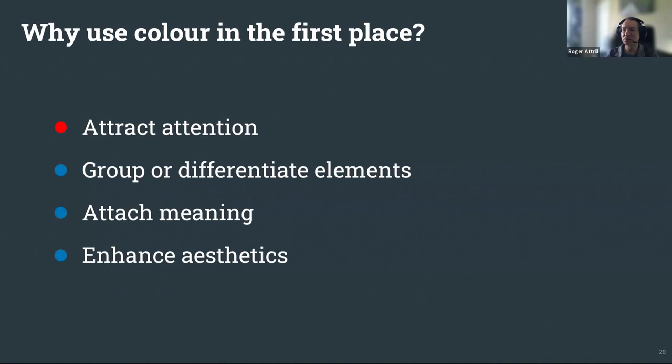We use color to group or differentiate elements on a page or a screen. We use color to attach meaning. That might be with the help of a legend in a visualization, or by appealing to a psychological bias or emotion. We use color to enhance appearance, to make things look attractive or harmonious. Why not also make your very useful product also look very beautiful?